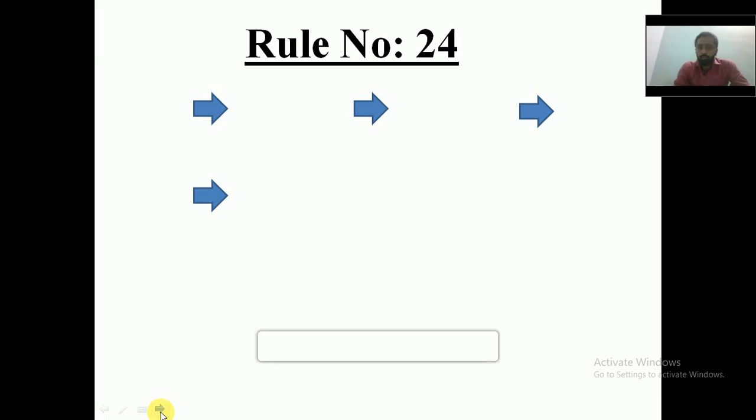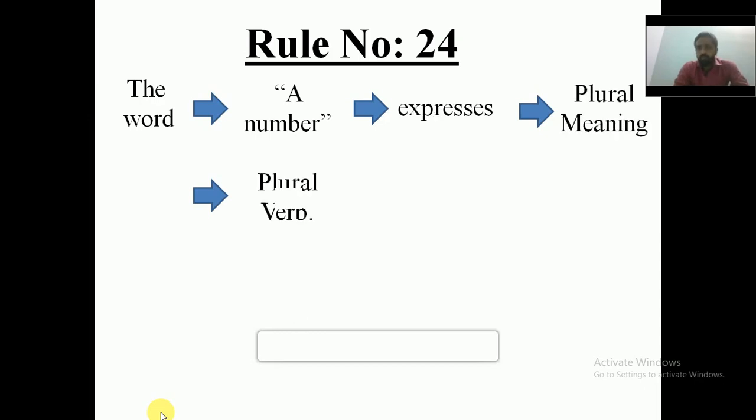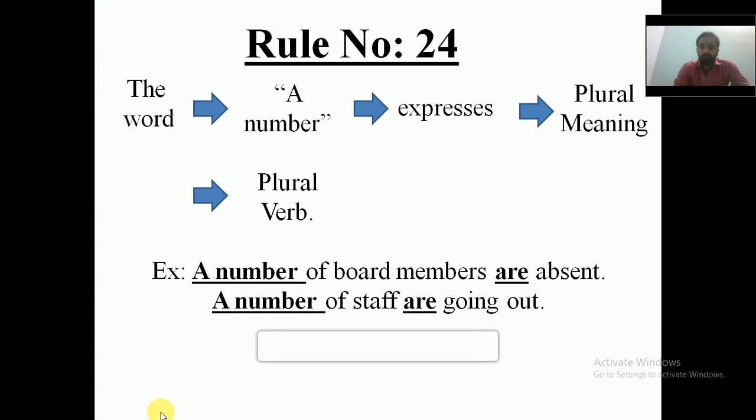Now over to rule number 24. Rule number 24 says that the phrase, and what is the phrase, "a number," expresses plural meaning. So we have to use the plural verb. Example: A number of board members are absent. The sentence begins with "a number," and a number expresses plural meaning. So we are using the plural verb.